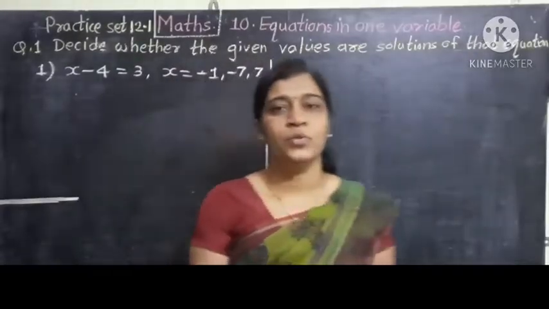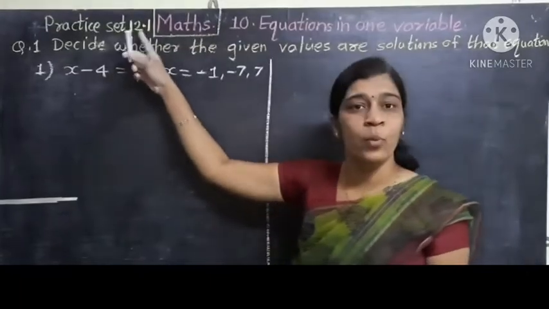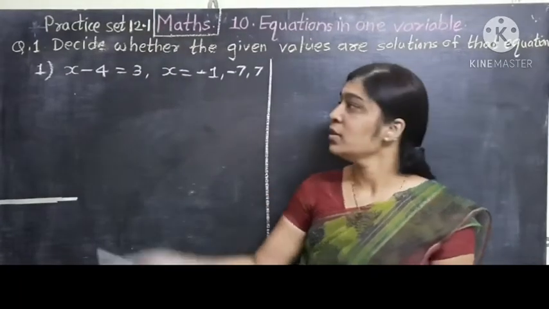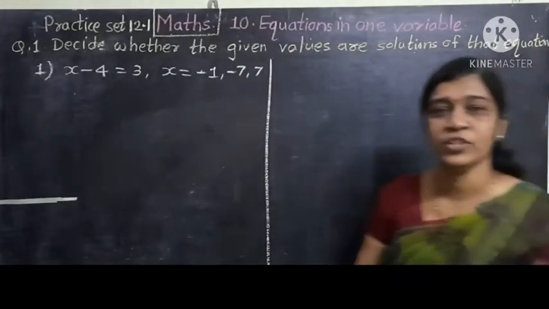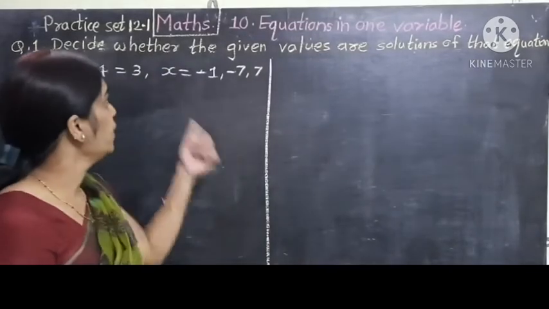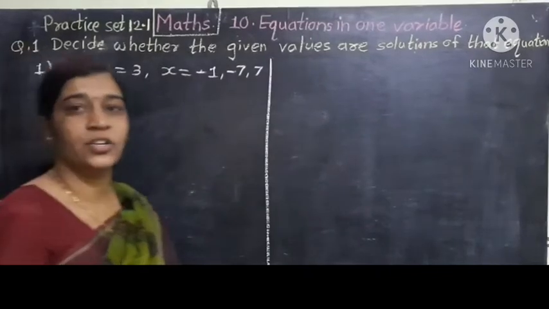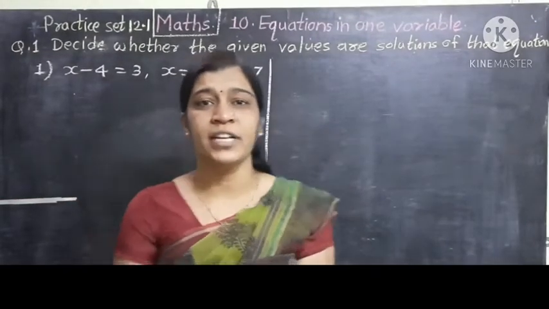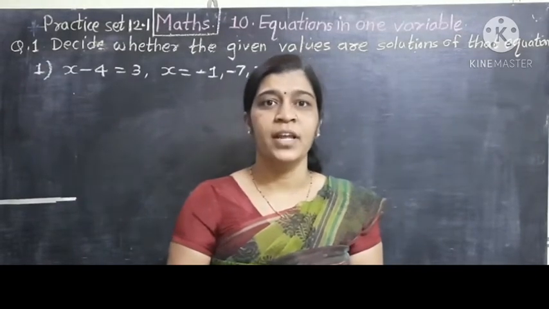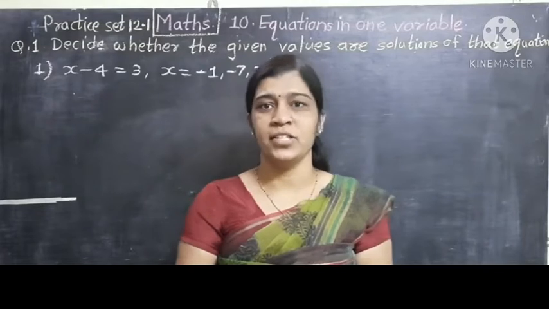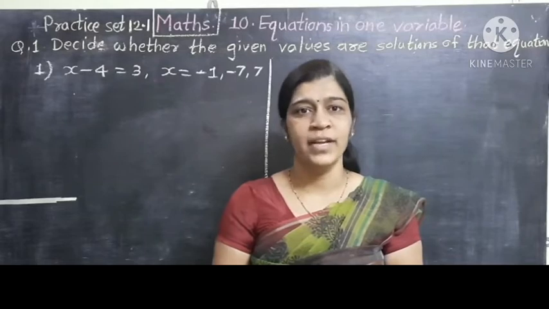Okay. Now students, today we will see question 1 of practice set 12.1. What is the question 1? Decide whether the given values are solution of that equation or not. We have to find whether the given values of x are solution of the given equation or not. The given equation is satisfied when we put the value of the variable in that equation and both the LHS and RHS become equal, then we say that the given value is the solution of that equation.